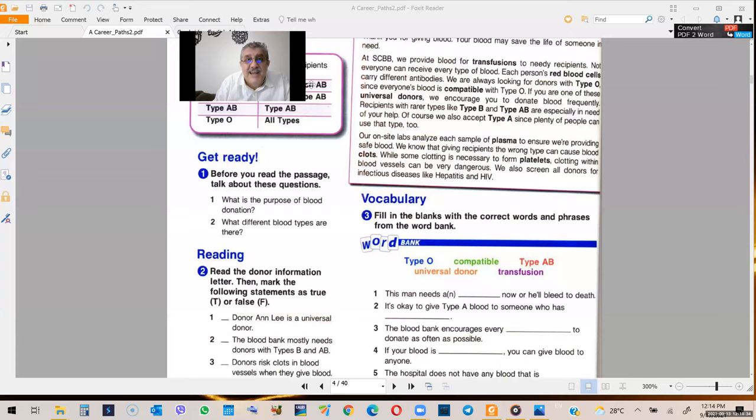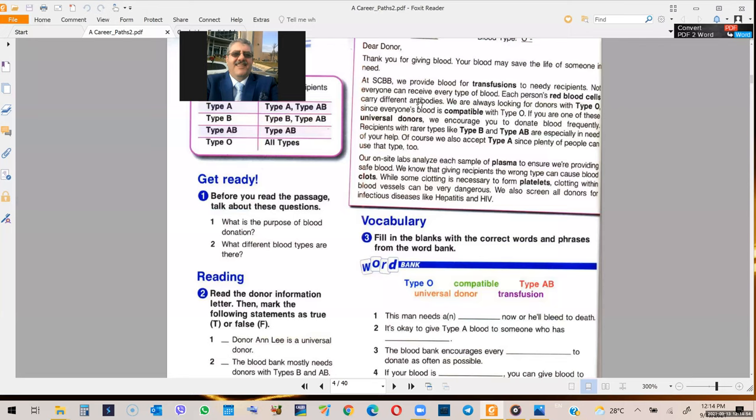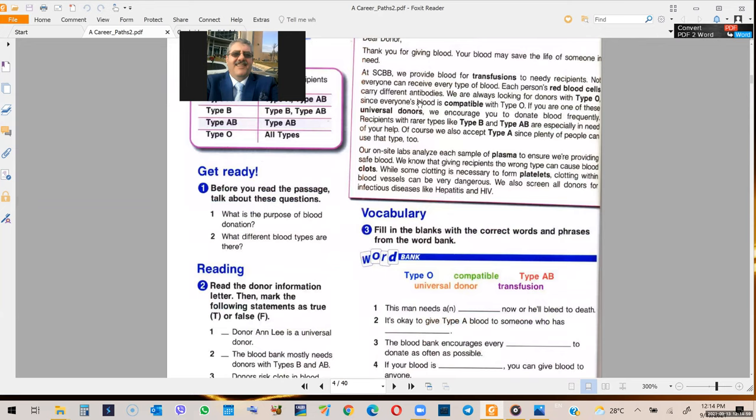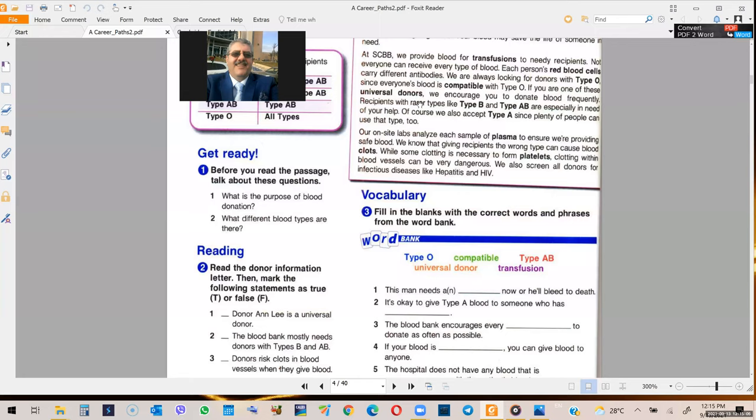Okay, let's answer the question. Number one, donor Ann Lee is a universal donor. What do you think? True, false? Is she a universal donor? That means she can give. Yes, thank you, Elsevier. So it is true. Lena, thank you, also correct. True. So donor Ann Lee is a universal donor. This is true.